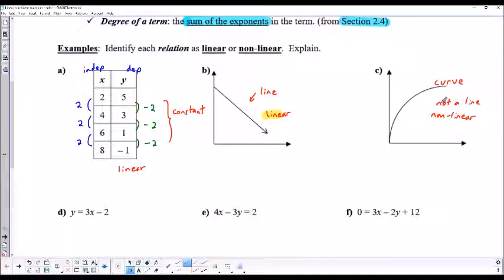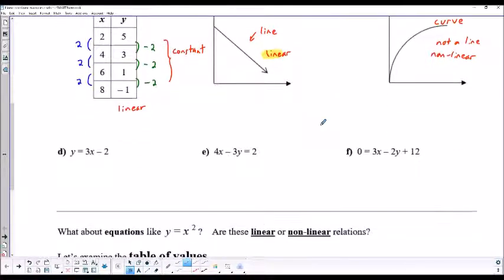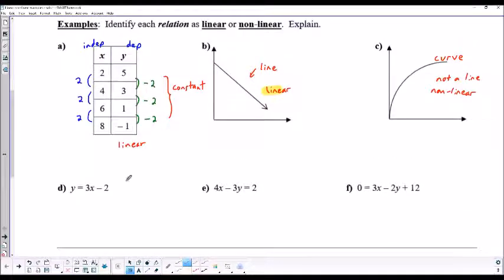Going down here to part D, well, this is a standard form of slope y-intercept. This is the slope. So the coefficient in the variable term is slope, and the y-intercept is that whole part, including the sign. So this is the y-intercept. So that's a common form that we've seen already.